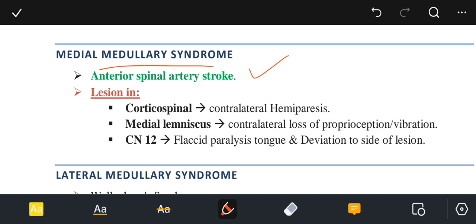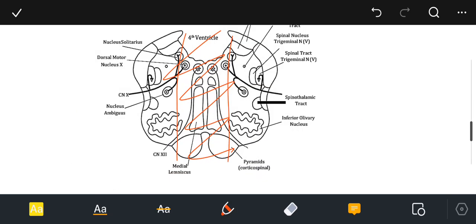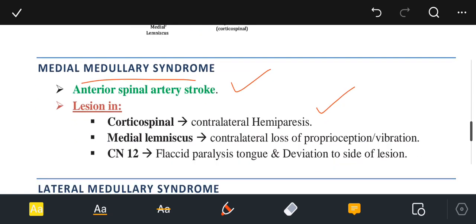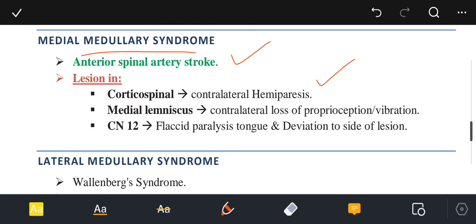Lesion in the corticospinal tract will cause contralateral hemiparesis. Corticospinal tracts are present over here, so if there is any lesion to them, they will result in contralateral hemiparesis. Medial lemniscus, if that is damaged, there will be contralateral loss of proprioception and vibration. And if cranial nerve 12, that is the hypoglossal nerve, is gone, there will be flaccid paralysis of the tongue and deviation to the side of the lesion, right?